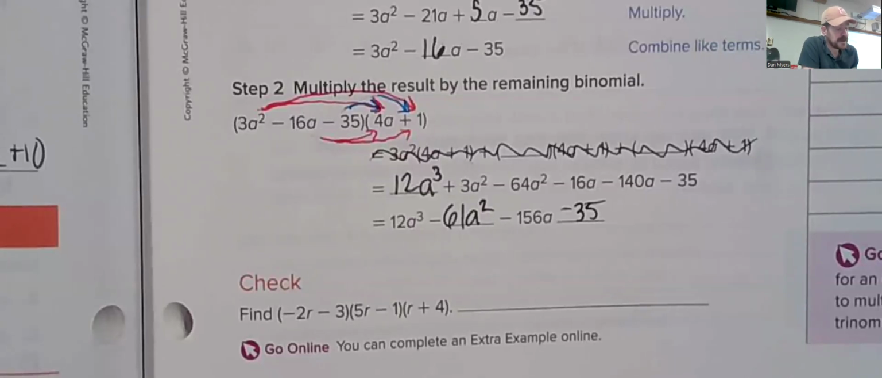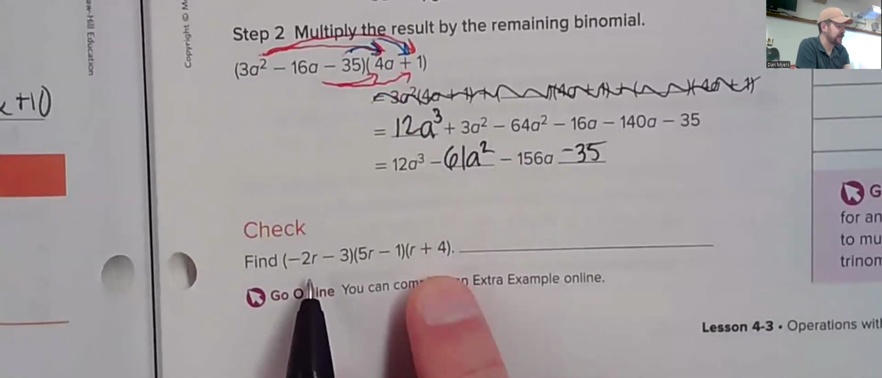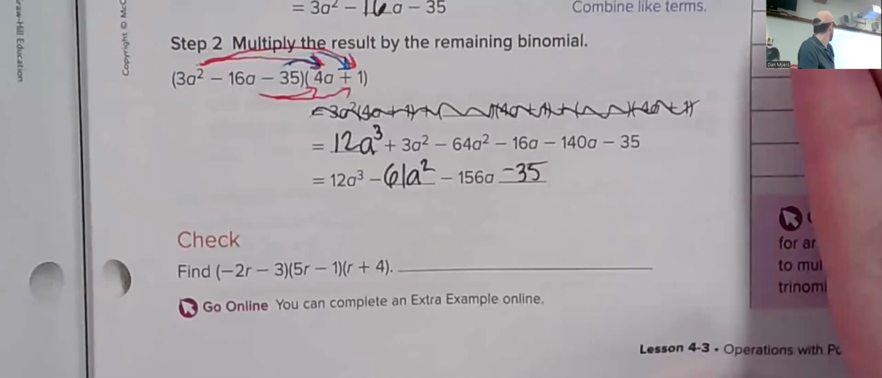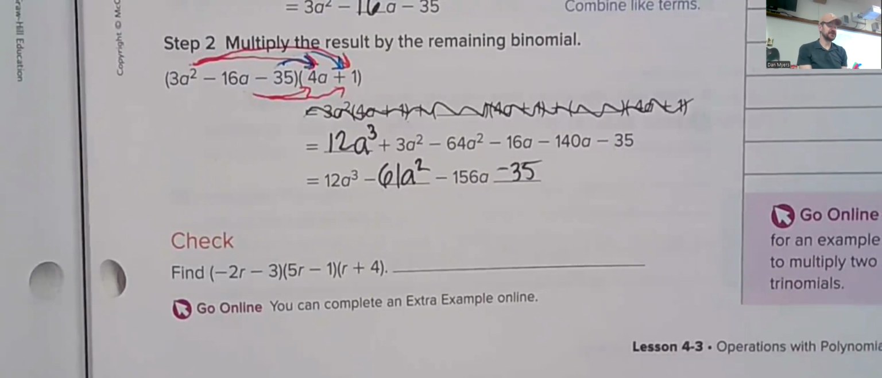All right. I'm going to give you 2 minutes. I want you to answer this one here, the check step. I would highly recommend using the margin over here. So FOIL, and then once you've FOILed, you're going to have 3 terms, and those 3 terms will multiply by the final binomial. So take 2, maybe even 3 minutes on this one, and then we'll move on to the last page.